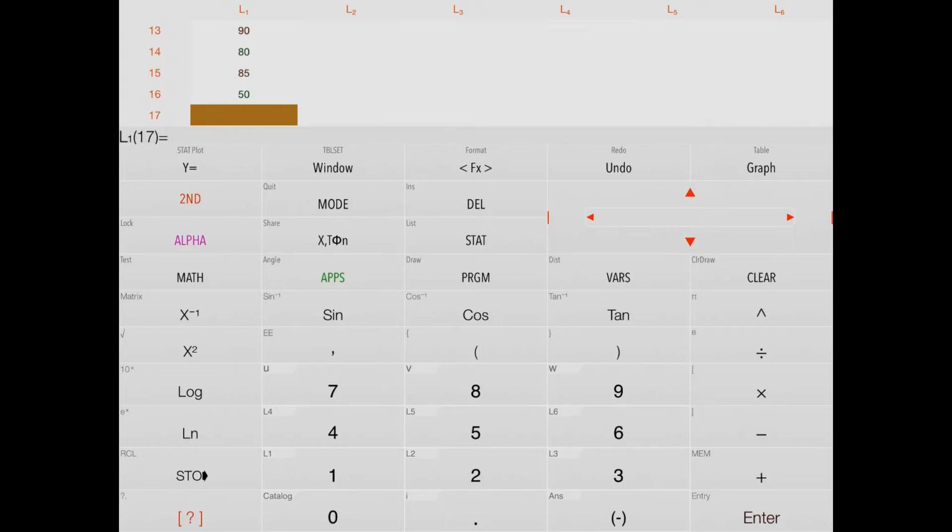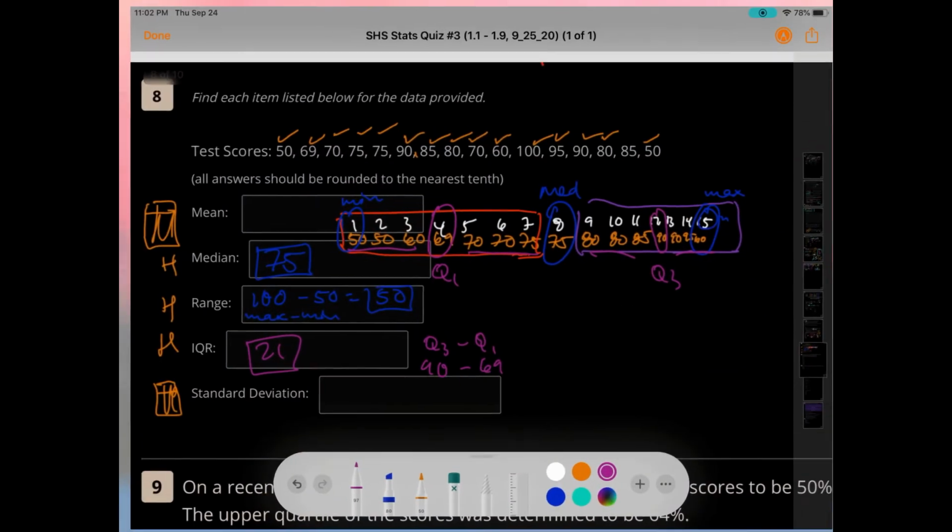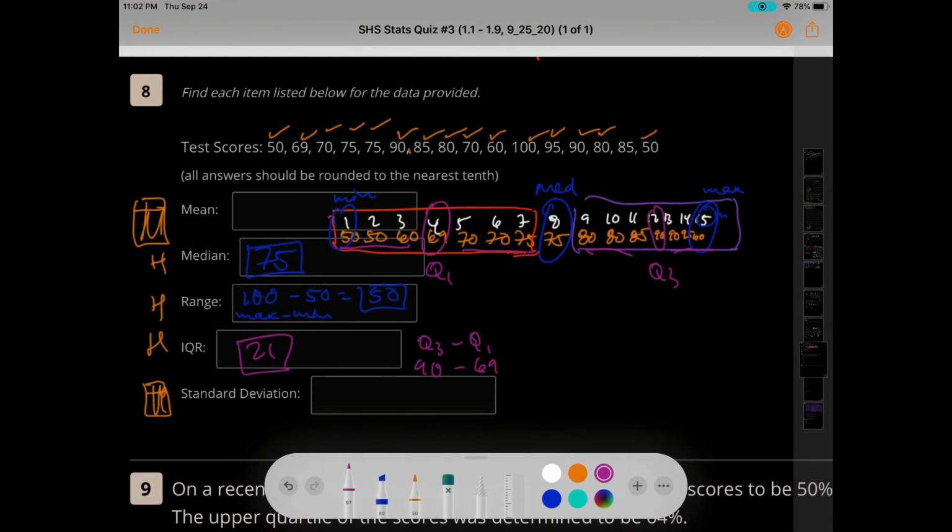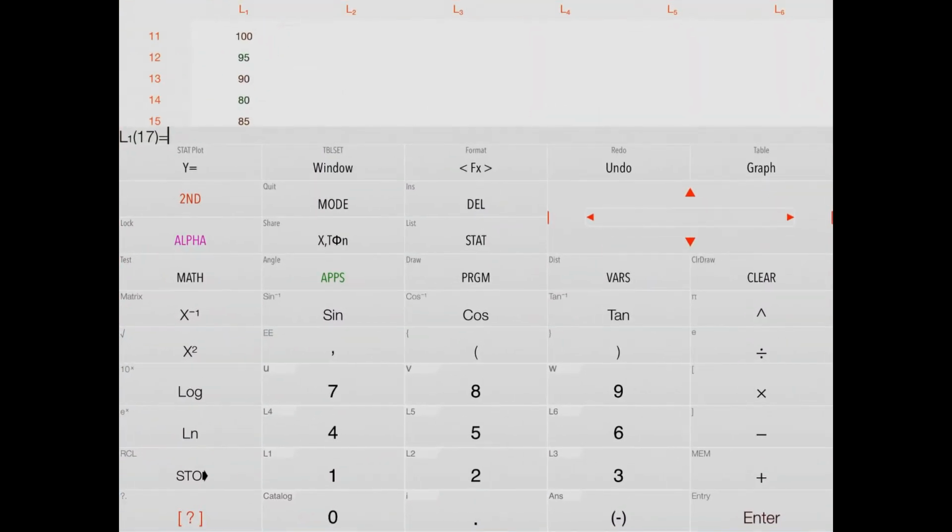Okay, we had calculated that there should have been how many numbers? 15 numbers. Did I get 15 numbers? I got too many numbers. What number? 70, 75, 90, 85, 80, 70, 60, 100, 95, 90, 80, 85, and 50. 2, 3, 4, 5, 6, 7, 8, 9, 10, 11, 12, 13, 14, 15, 16. Oh my goodness.